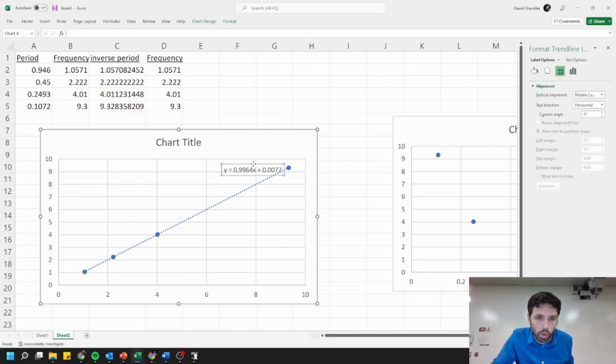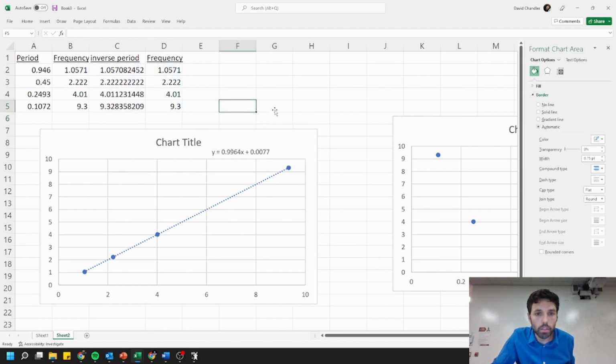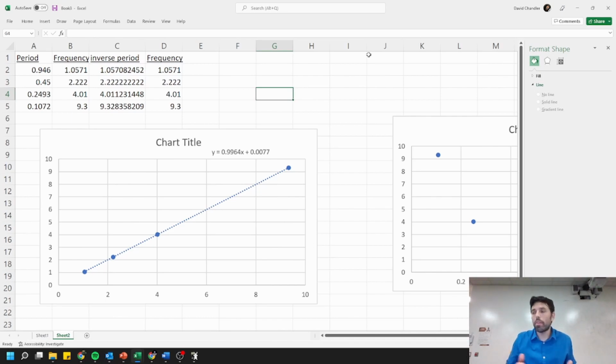It's almost exactly 1. It gives you the equation of the line in y equals mx plus b format. So the m, the number right here, the 0.996, that is my slope. That's the m variable, the slope of this straight line. And then my y-intercept is 0.0077. Okay, so there we go. That's how we can do that. Okay, and all right, cool. So that's one example of linearizing a graph.